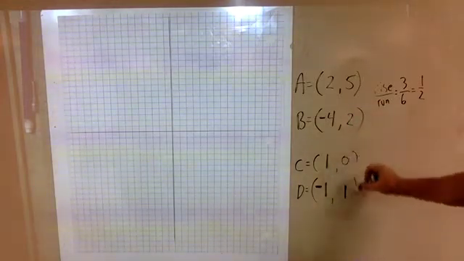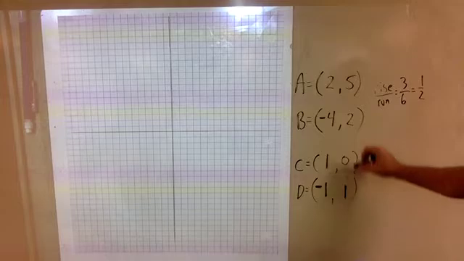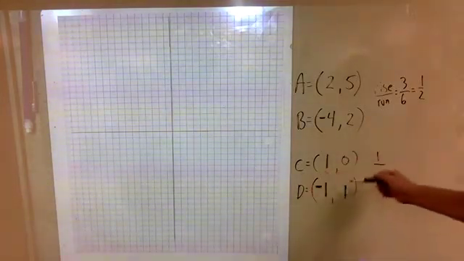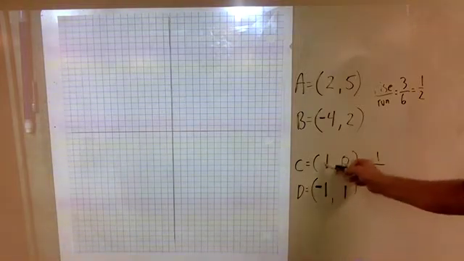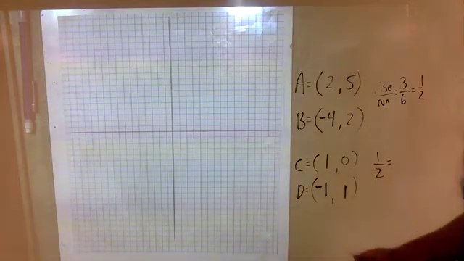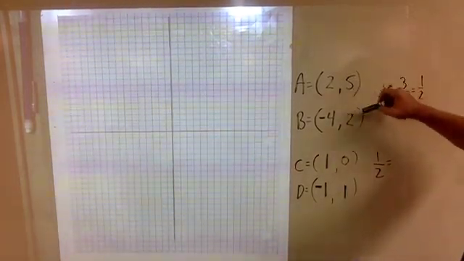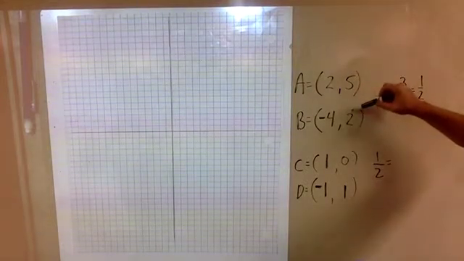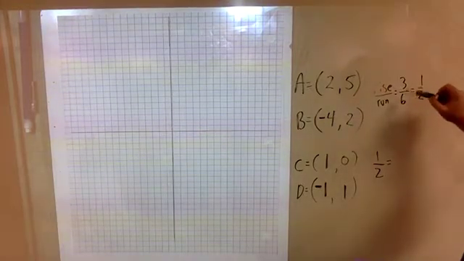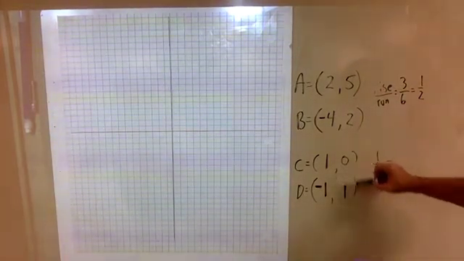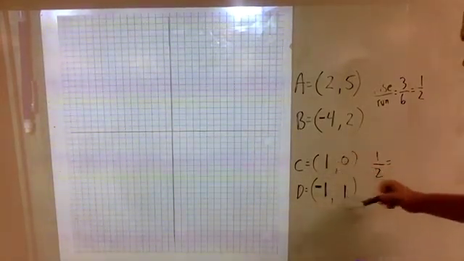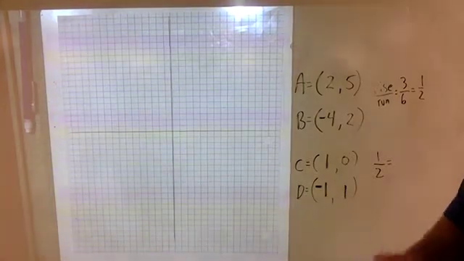How about here? The rise between your y values is 1, and your run between your x values side to side is 2. There's 2 spaces between -1 and 1. So if you're just purely looking at the numbers and the space in between them, there's 3 spaces between 5 and 2, 3. There's 6 spaces between 2 and -4, 6, you get 1/2. 1 space between the rise 0 and 1, 2 spaces between the 1, -1 and 1, you get 1/2. You'd say, yeah, they're parallel.